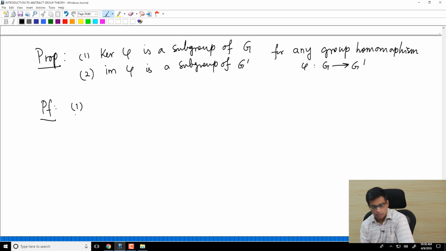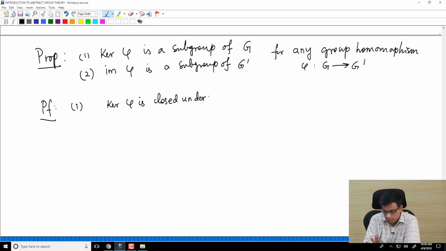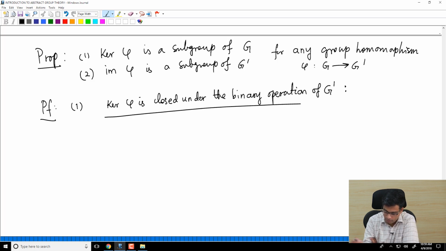Let me check one. What is a subgroup? If you recall from a previous video, a subgroup is a subset of the group which is closed under multiplication, which has inverses and which has the identity element. First of all, is kernel phi closed under the binary operation of G? Let's check this.